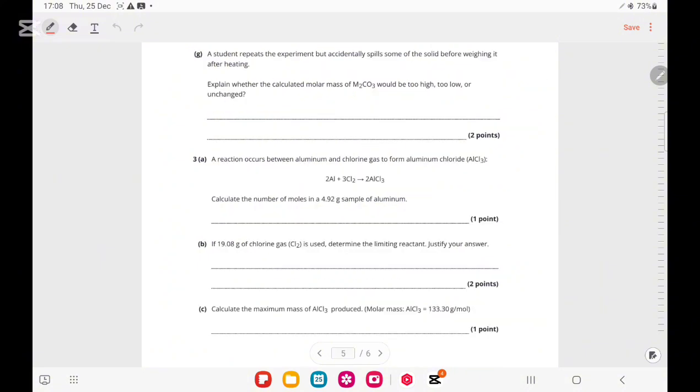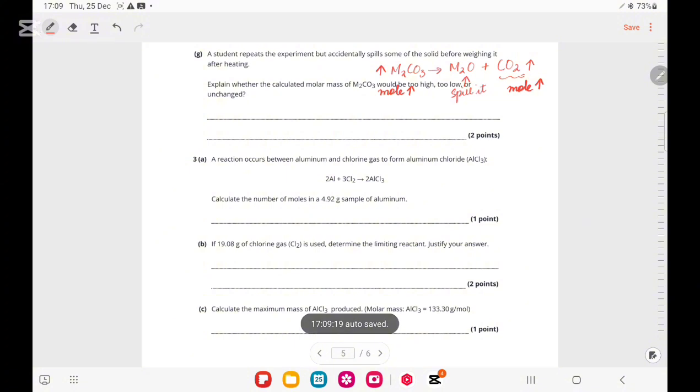So in this question they are saying a student repeats the experiment but accidentally spills some of the solid before weighing it after heating. So what he has done, M2CO3, we know it forms M2O plus CO2. So the student spills some of this, and then because of it what will happen, carbon dioxide mass would become greater. If its mass would become greater, then definitely M2CO3 moles would become more.